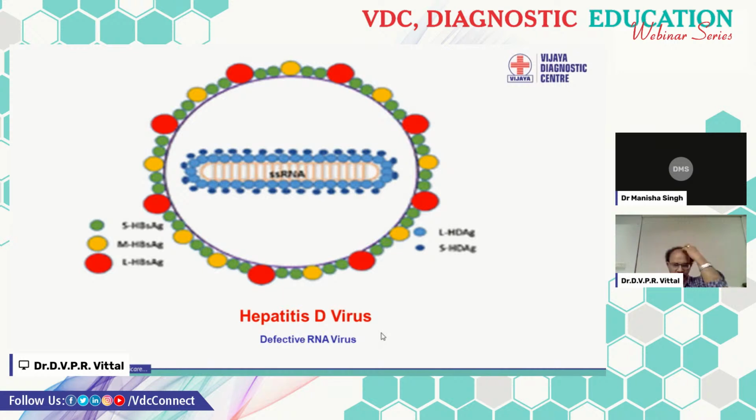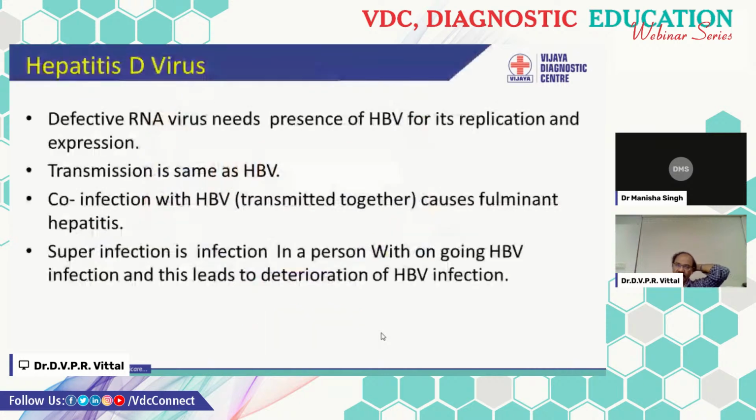Next is hepatitis D virus. D virus is only a defective RNA virus, as is shown in the diagram, and this is a defective virus which depends on hepatitis B for its replication as well as expression. So since it depends on the HBV, the transmission also is similar to that of hepatitis B virus. There are two types of HDV infection. One is co-infection, which is seen along with hepatitis B viral infection.